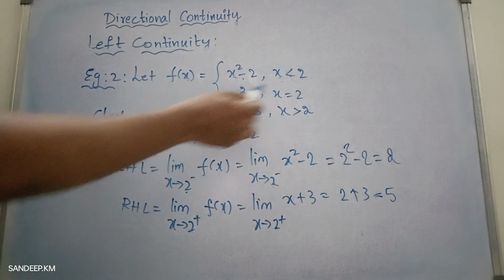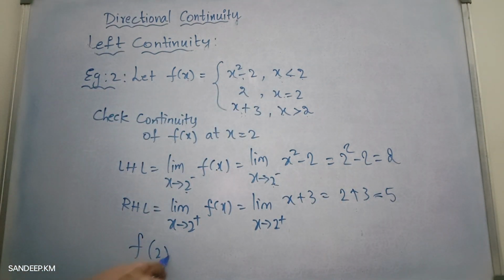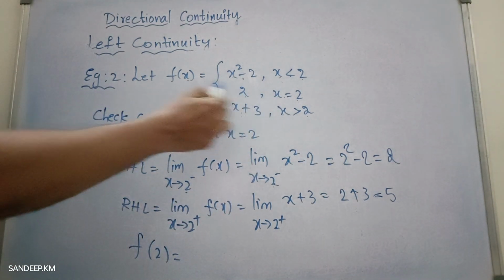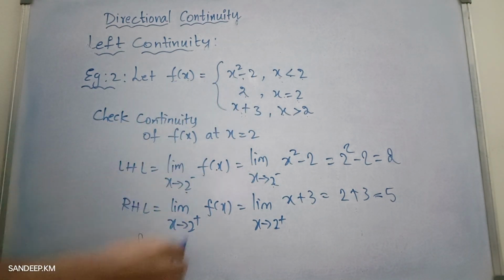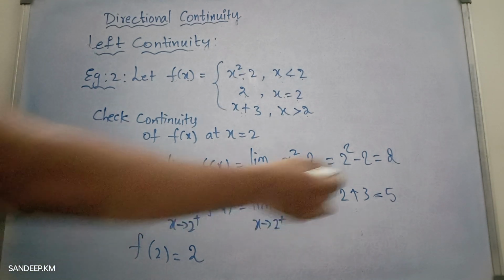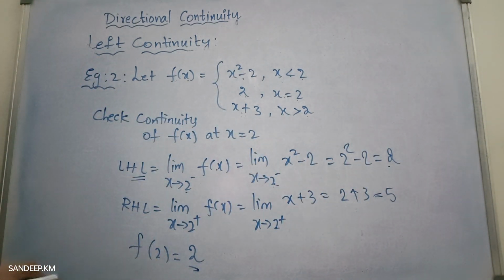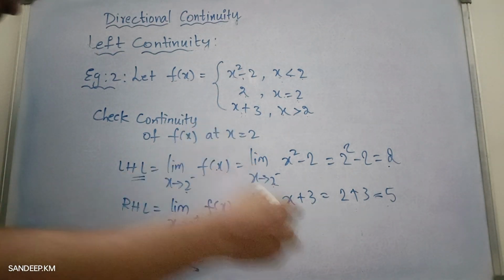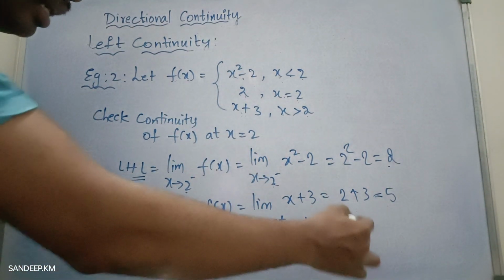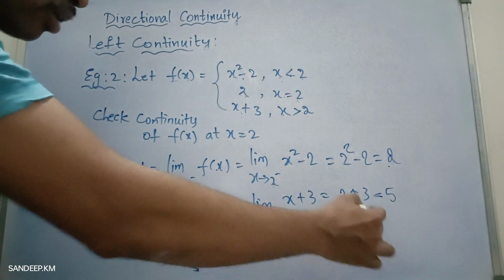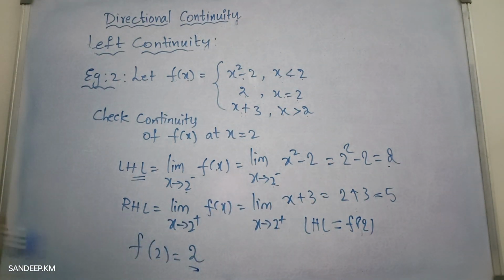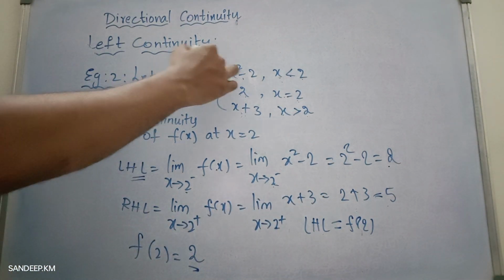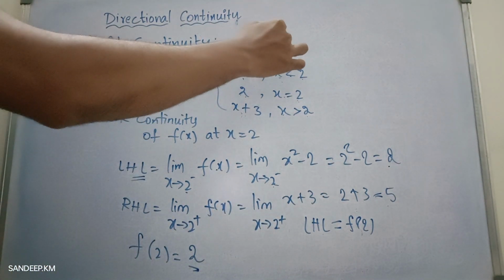What about the value of the function? When input is 2, the output f of 2 is equal to 2. So in this case, dear students, the left hand limit is 2 and the value of the function is also 2, but the right hand limit is different. Correct or not? So in this case, only LHL is equal to the value of the function. Therefore, what is the conclusion here? We can say that f of x is left continuous.